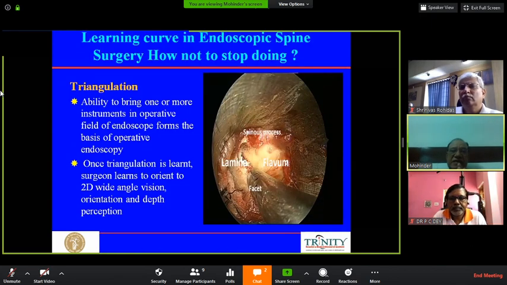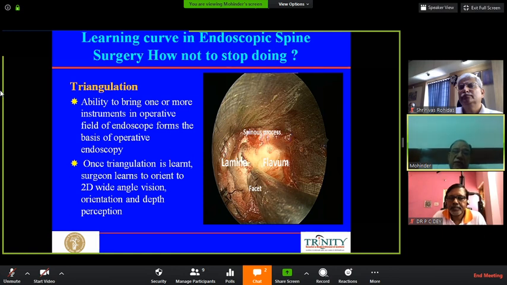So triangulation, as I mentioned earlier, in the Destandau technique is inbuilt, so it doesn't frustrate the surgeon. In fact, learning triangulation is the basis of learning endoscopy, whether it is knee arthroscopy or spine endoscopy. As I stated, it is the ability to bring one or more instruments into the operative field of the endoscope, which forms the basis of operative endoscopy.